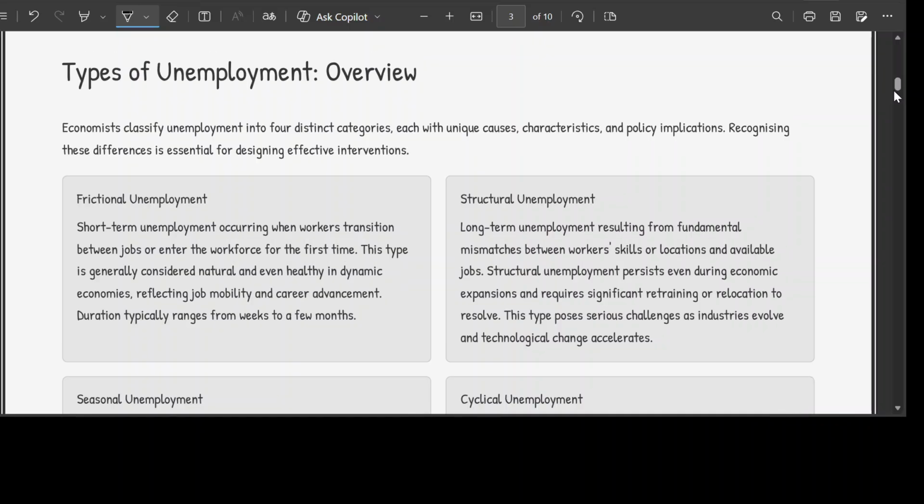Generally, there are four major types of unemployment. One is frictional, second is structural, third is seasonal, and the fourth one is cyclical in nature.